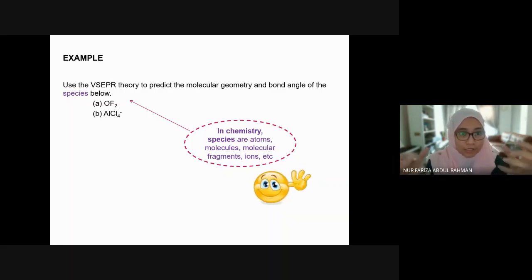Kena hafal lah. In a way kena hafal lah. Tapi now tak payah. Okay, you just state less than 109.5 if it is a tetrahedral electron geometry. For electron geometry, the electron geometry is tetrahedral. So tak ada formula lah. There's no formula. Okay, you kena hafal saja for each of the electron geometry that we have. Okay. Alright. Ada soalan ke? Before we proceed with the example. Ada? Okay. Clear? Alright.